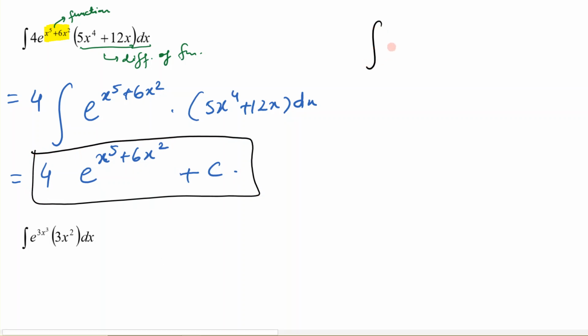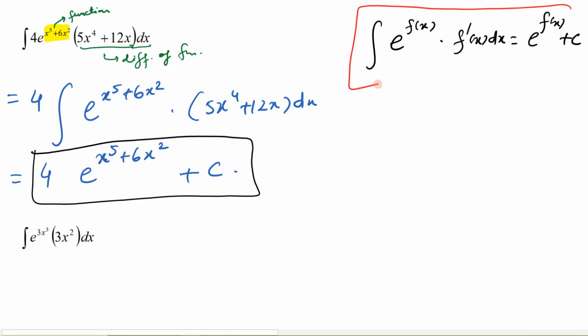So you have e raised to power some function and you have the differential of the function. So the answer is simply e raised to power f(x) plus c. So this is our general exponential form.